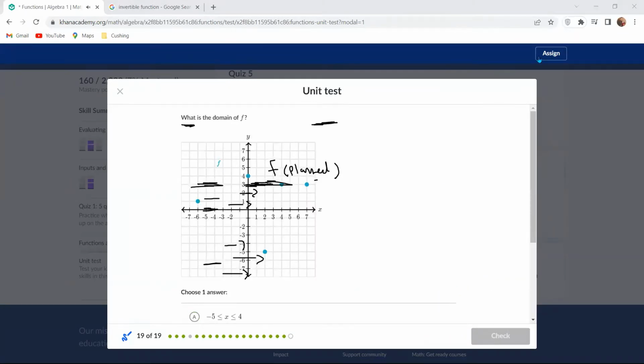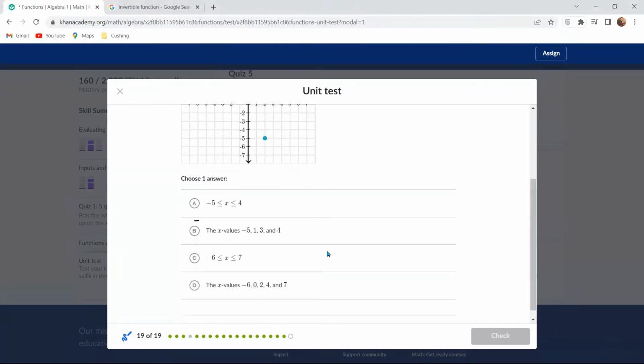All right, last one. What is the domain of f? What are the inputs that can be part of this function f? Those are all the x values. So we have -6, 0, 2, 4, and 7. I guess it's giving us a range. Oh, well, I'll select this one just because that's exactly what the domain is: -6, 0, 2, 4, 7.